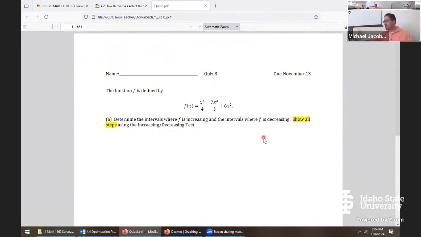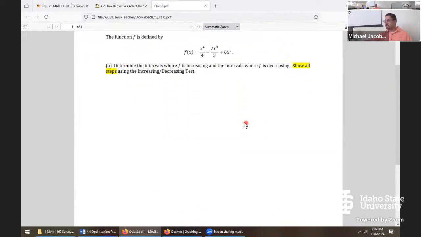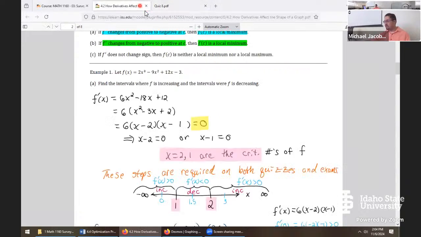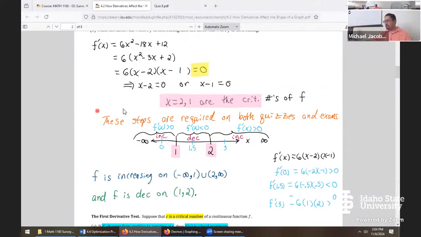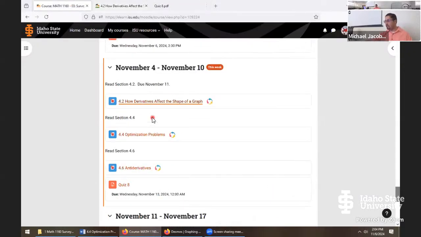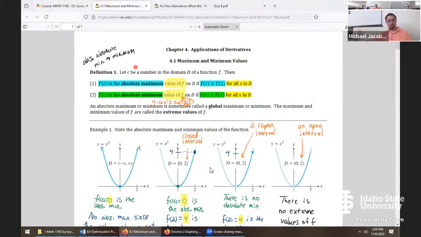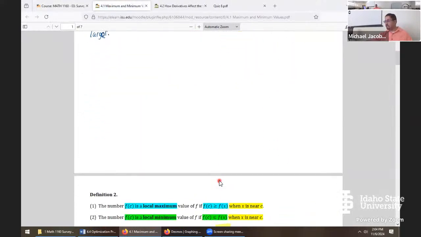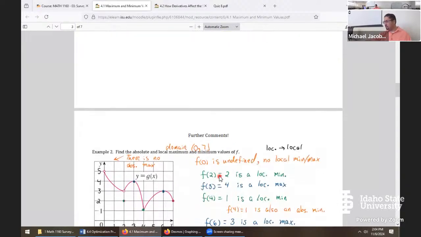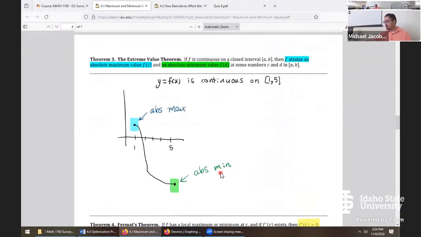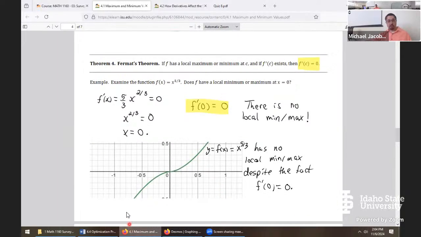So when quiz number 8 says show all steps using the increasing decreasing test, what's expected there is you'll calculate the derivative, set it to 0, solve it. But this is part of the required steps. We have to do the analysis on the real number line for the functions increasing and decreasing to support our conclusions. And these steps are required in a certain sense because of what can happen in anything with maximizing or minimizing. So let me pull up this document here down to this spot.